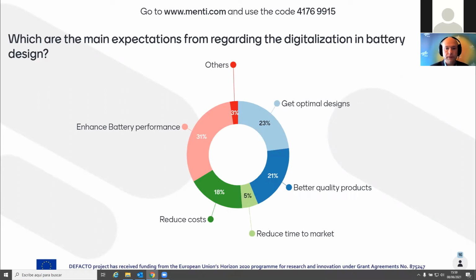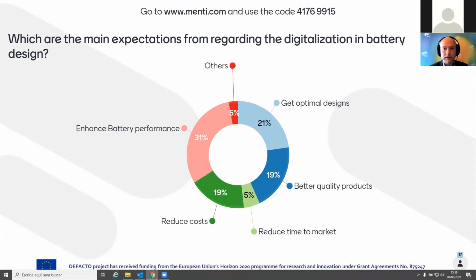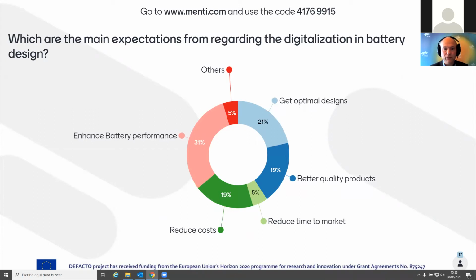So battery performance is still the first, then better quality products, optimal designs. Consider the good thing that only 5% are saying others. This means we find at least some relevant issues to consider. I'm a little bit surprised that reduced time to market is of so low concern. That's an interesting point for me. Just write down time to market.